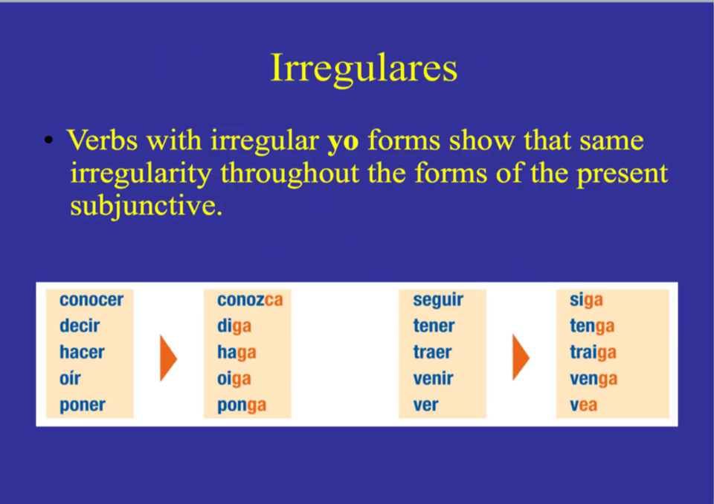As usual, there are some irregulars. So any verb that has an irregular yo form stays that way throughout the subjunctive. So if we have decir, for example, we have diga, digas, diga, digamos, digáis, and digan. Same thing for pongo or for hago. We have our haga, hagas, haga, hagamos, hagáis, and hagan. So all of these irregular yo forms, take a moment to jot these down.